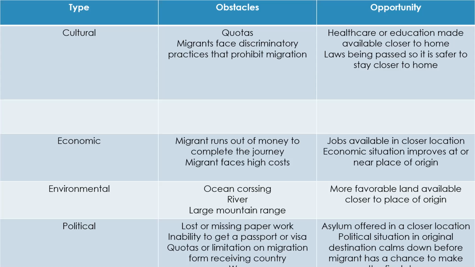Environmental, I kind of mentioned that, but historically, you could think of Eastern Europeans coming to the United States in the late 1800s. They had to cross the Atlantic Ocean. Maybe some of them weren't willing to do that, and maybe they didn't have enough money, so they decided to stick around in Western Europe. So you've got all that going on.